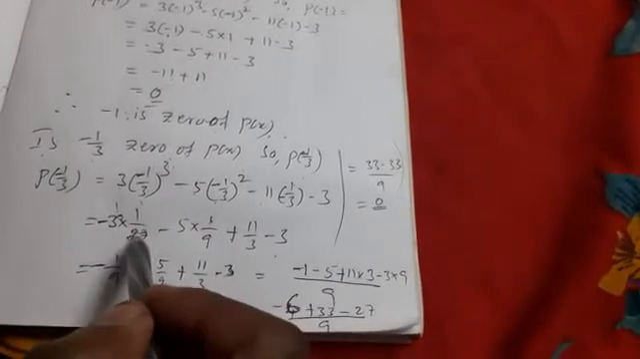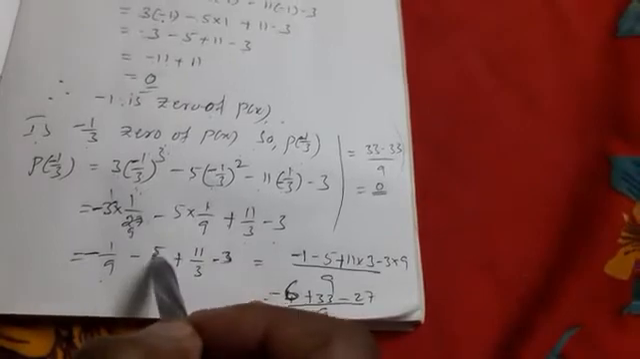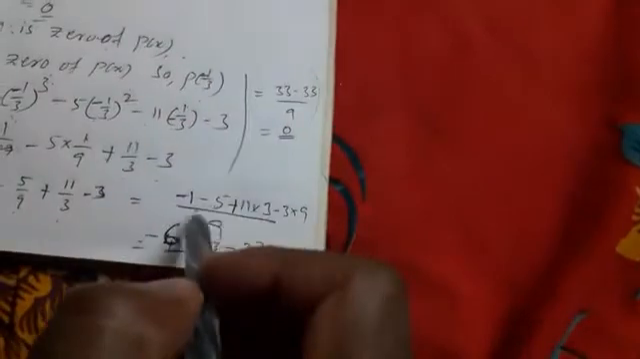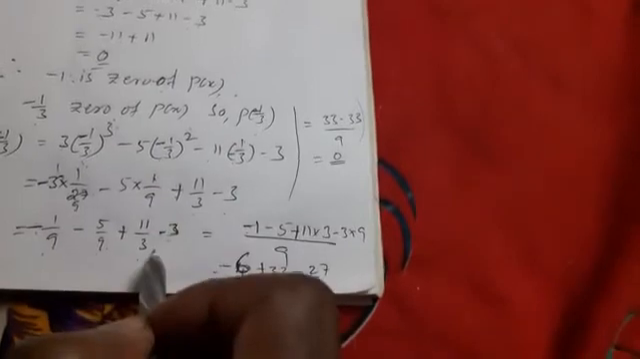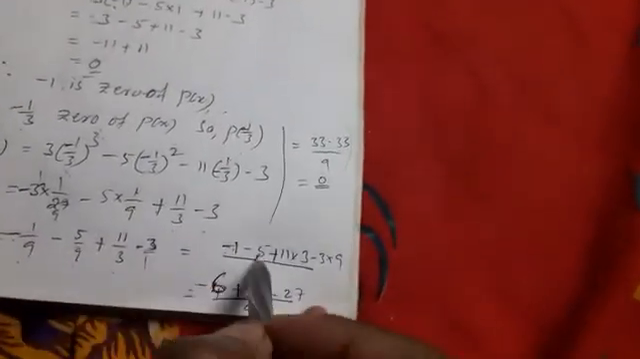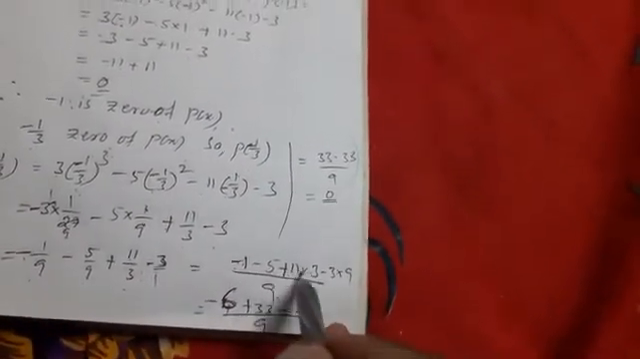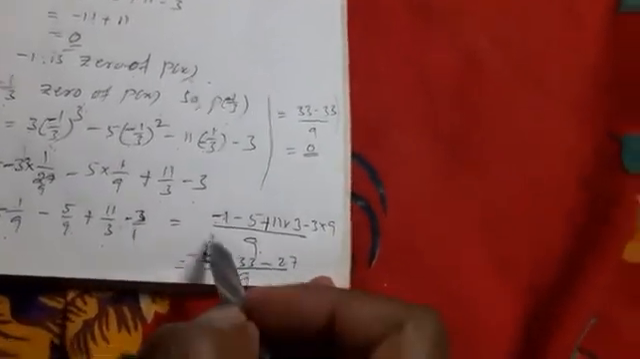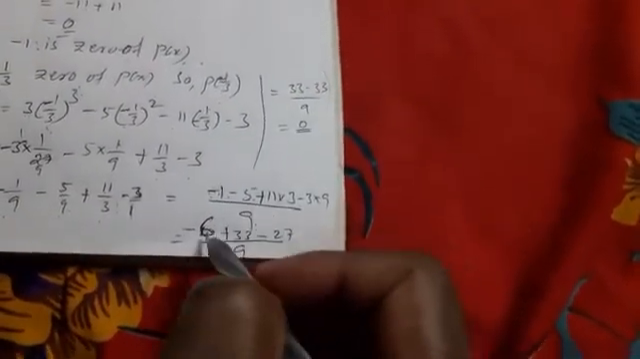So 3 ones are 3, 3 nines are 27. So minus 1 divided by 9, then 5 ones are 5, so minus 5 divided by 9, plus 11 divided by 3, minus 3. Look there, take the LCM of 9, 3, 1, which is 9. Minus 1 and minus 5. Here the denominator is 3, so multiply by 3, 11 into 3. There is no denominator, so multiply by 9. Minus 1, minus 5. Addition of both two values is minus 6.